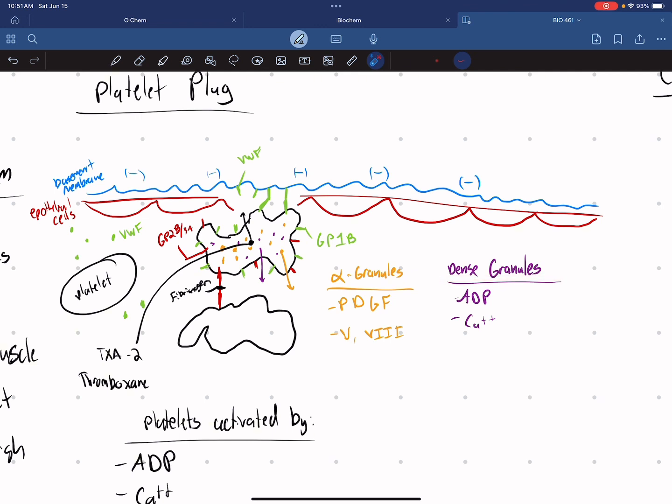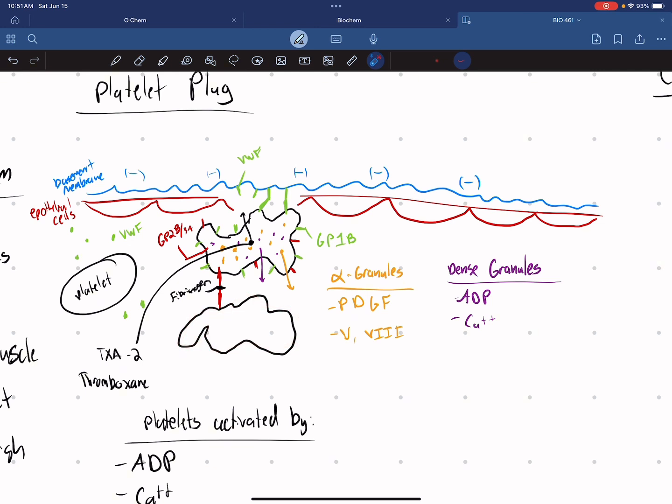So the process happens when the blood vessel is broken, the VW factor binds to the basement membrane. And the GP1B on these platelets will bind to the VW factor that's on this membrane and will cause the platelet to activate. When the platelet is activated, it will release all of these granules, these alpha granules and dense granules, and that will be released into the blood. And these granules will go and activate other platelets that are nearby, this one right here.